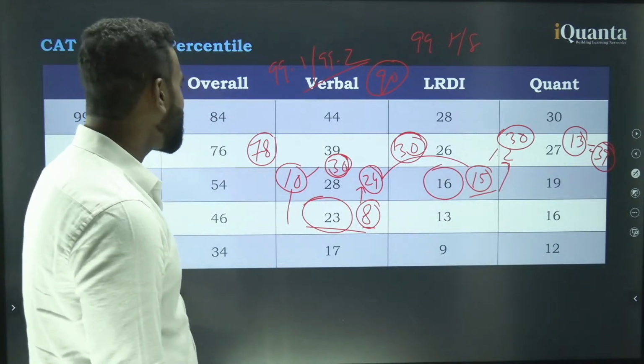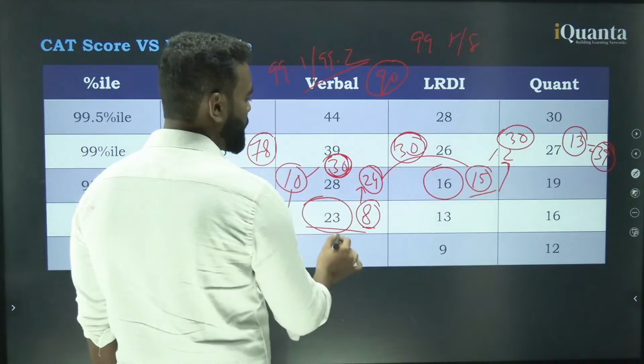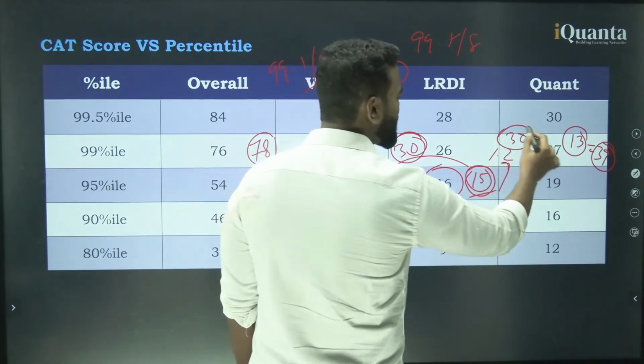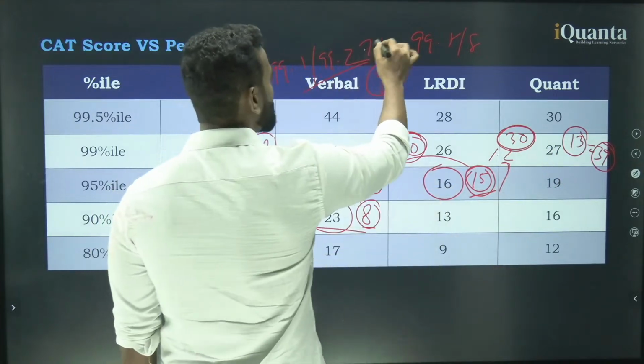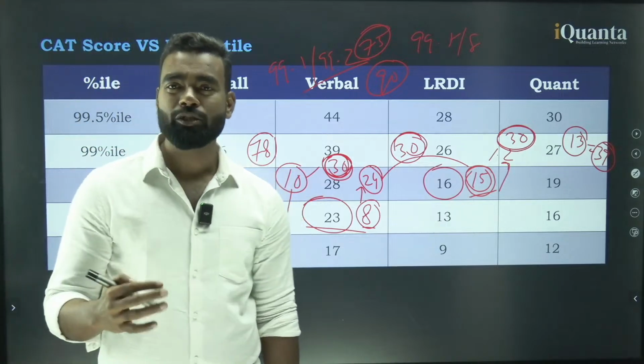And even let's say you are decent in everything. So you scored, let's say, 30 in verbal, 15 in LRDI, and 30 in quant, then also you score 75, which is also close to 99 percentile. So this is known as a very balanced score.